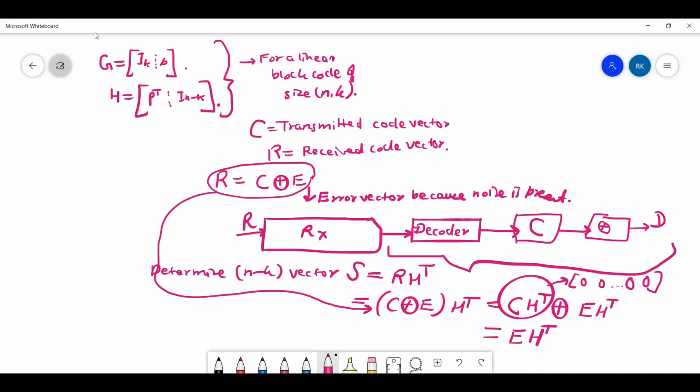Thus the syndrome of the received vector is 0 if R is a valid code vector. If an error occurs in transmission, the syndrome S of the received vector is non-zero. Moreover, S is related to E, the error vector. And the decoder uses S to detect and correct errors. So all these concepts need to be borne in mind while solving numerical problems associated with block codes.